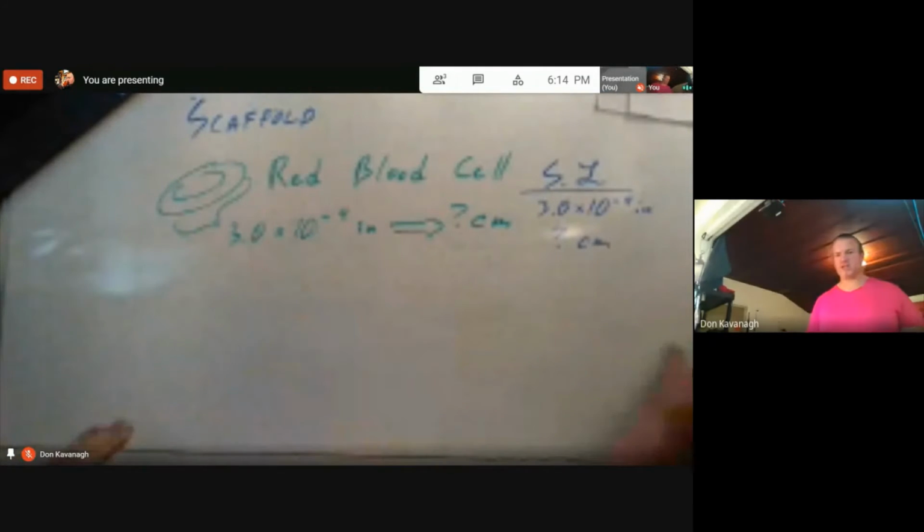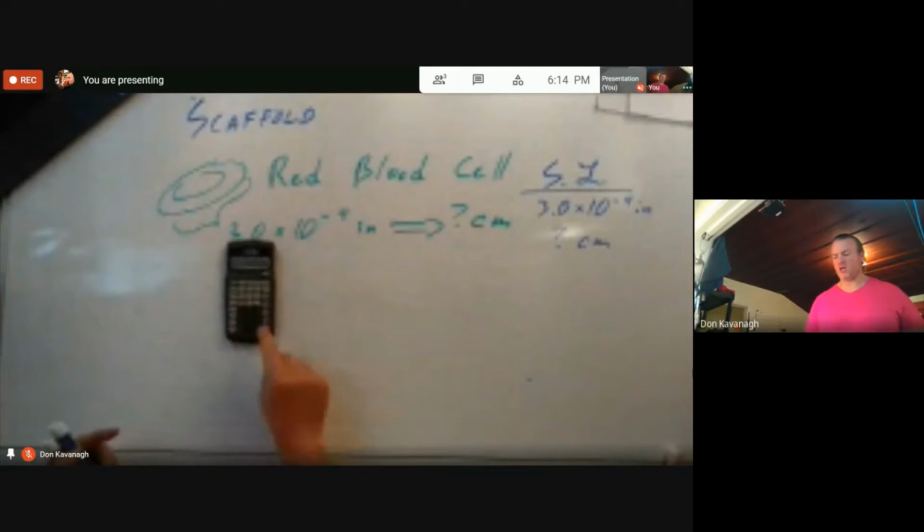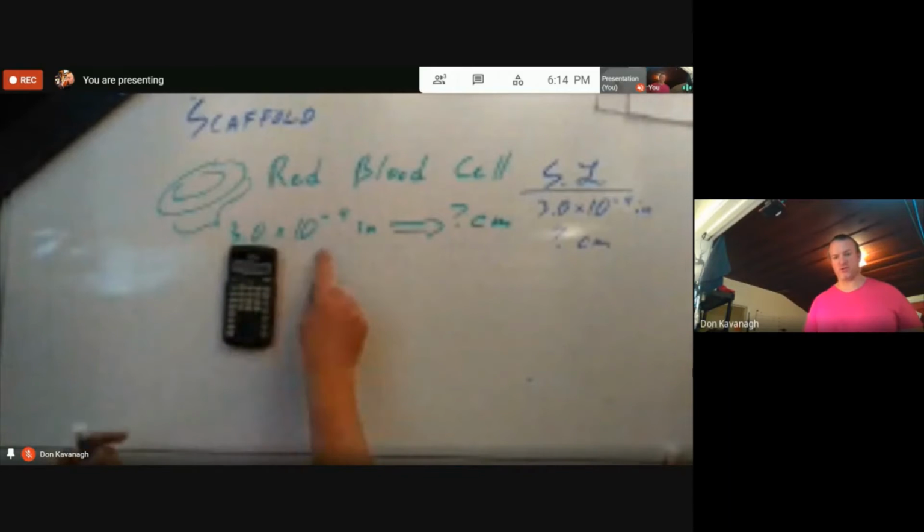You can plug it into your calculator, and unless your calculator is set on scientific notation, like if you have an 84 or 89, it might shoot out the answer in standard notation. So if I type in 3.0 times 10 to the negative 4 and hit the equal sign, it'll just tell you that in standard notation.